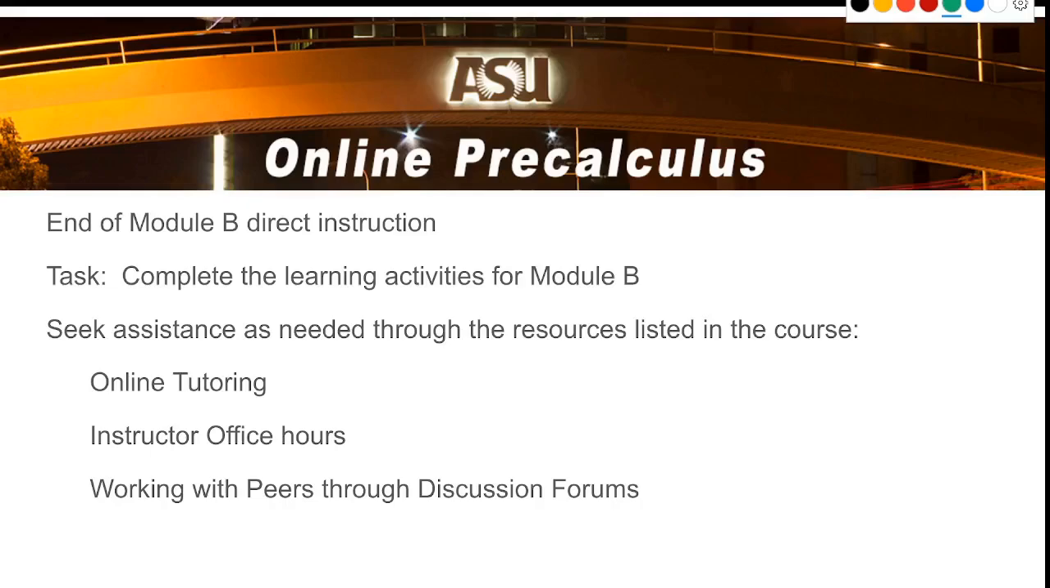Okay. So those are the examples to take a look at that will get you through Module B. So it's the end of our direct instruction part. Now you'll want to go in and complete the activities for Module B. Keep moving on. Again, if you run into any difficulties, we've got our online tutoring, instructor office hours, and again, working with peers through the discussion forum. You post your questions there and include a little bit of work if you can, so we know what tack you're taking, and then myself and the other students can see that and answer questions.